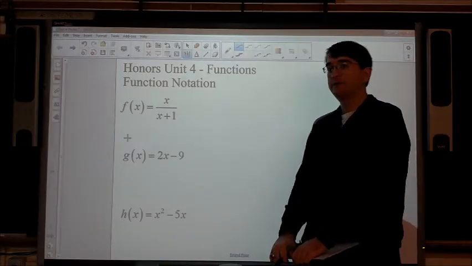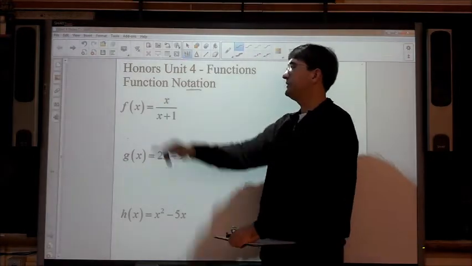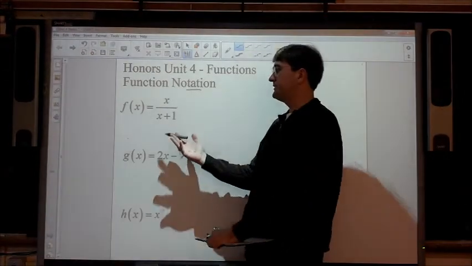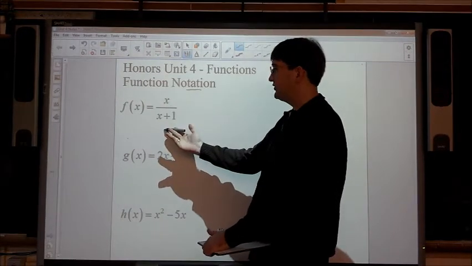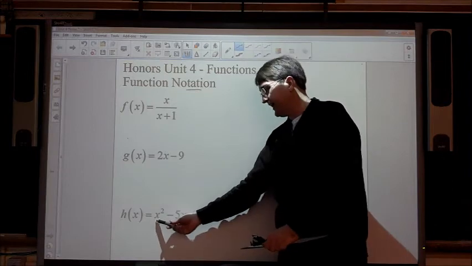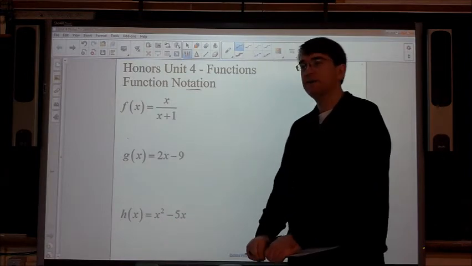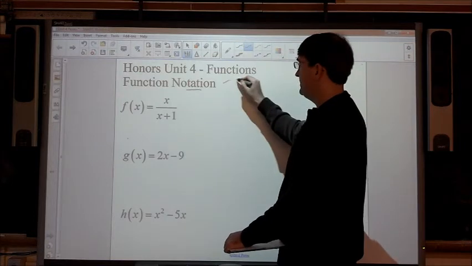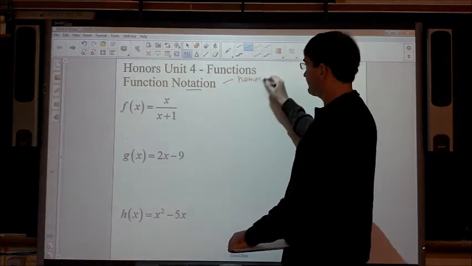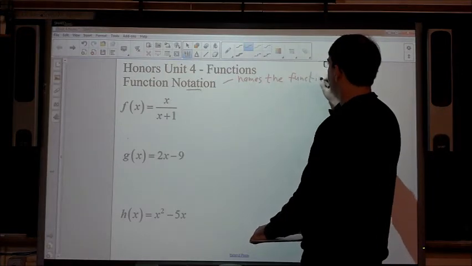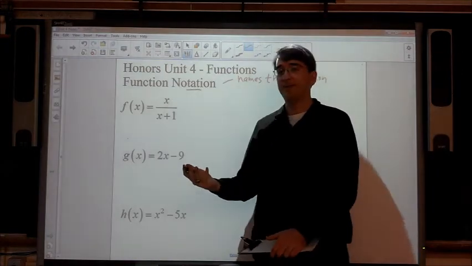You've probably already learned in class that function notation is a way of naming a function. So I have this relationship, this expression, x over x plus 1, or 2x minus 9, or x squared minus 5x. And what function notation does is it does two things. First, it names the function so that I can refer to maybe multiple different functions at the same time.